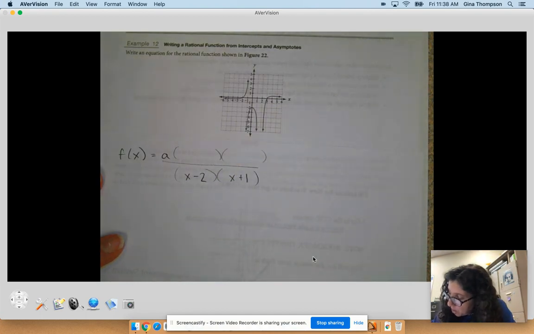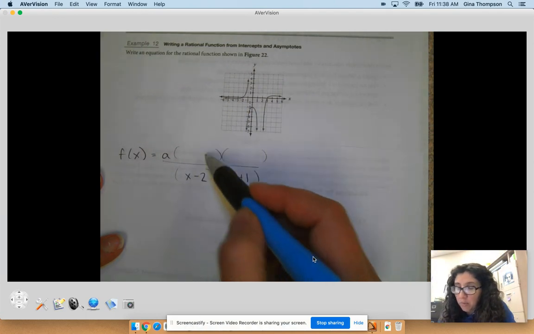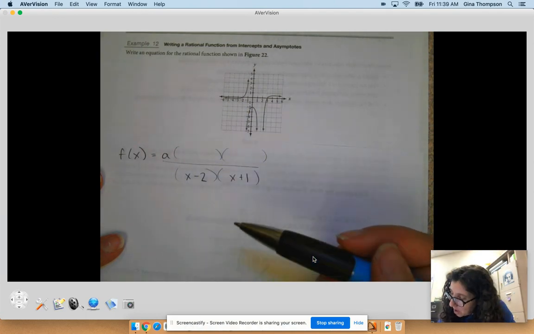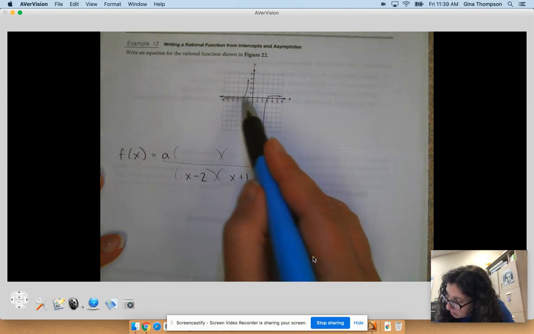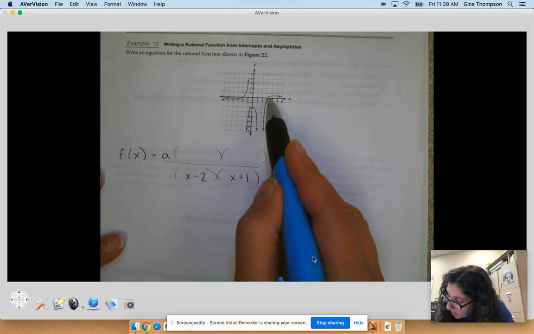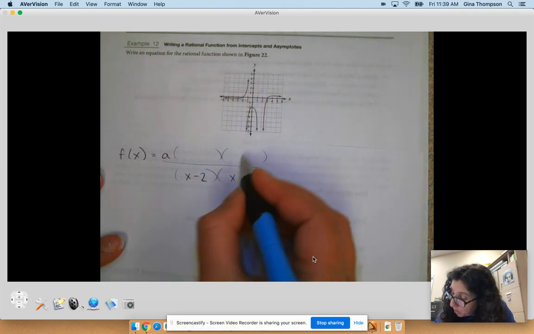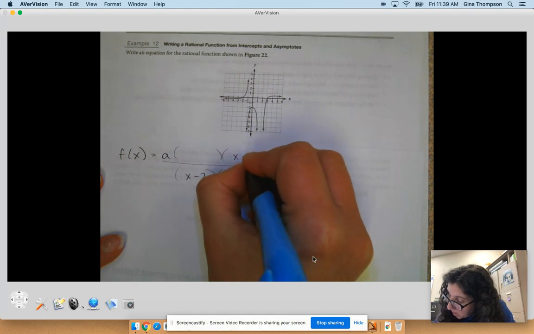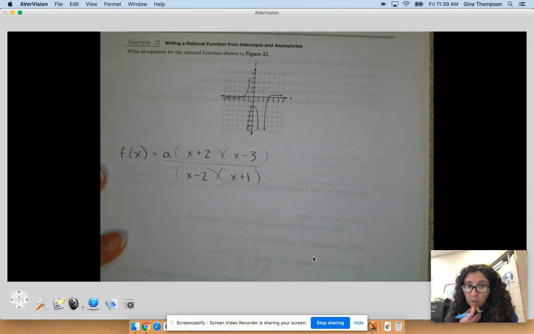How about horizontal asymptotes? It looks like the y-axis, so the degree of the numerator and denominator are going to be the same. How about x-intercepts? They are going to happen at 3 and -2, so that's where the numerator is 0. So I'm going to write x minus 3 and x plus 2 in the numerator.